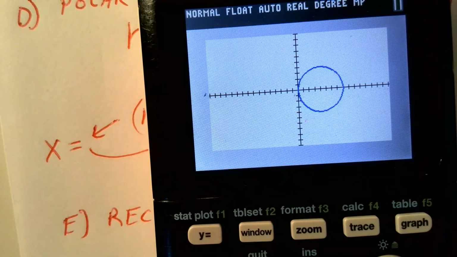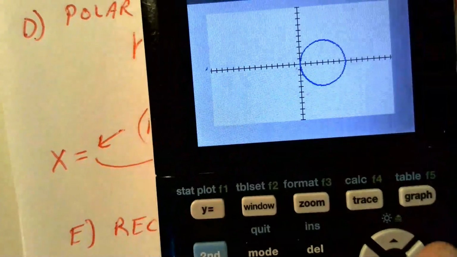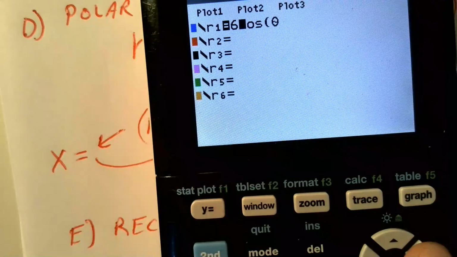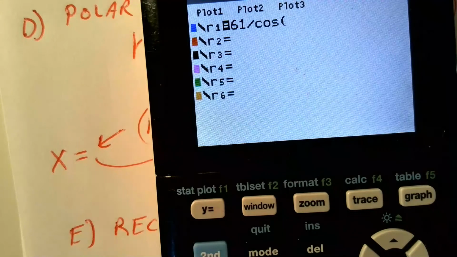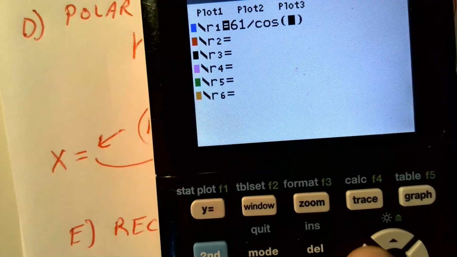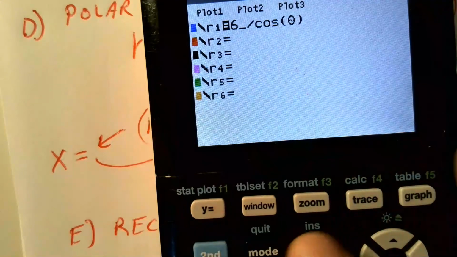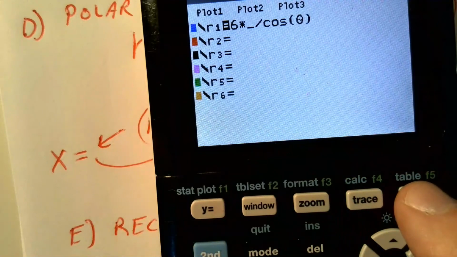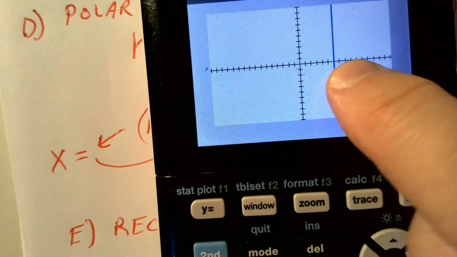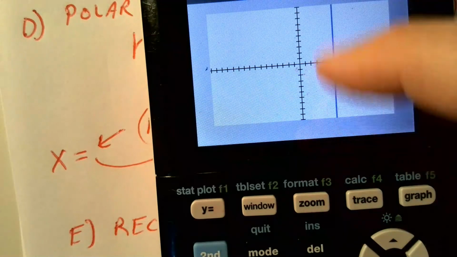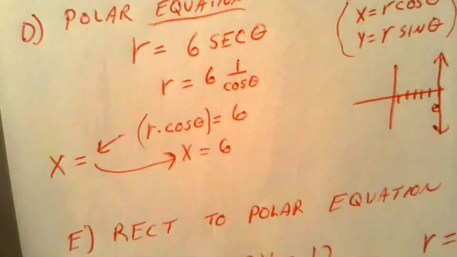Okay, so we said that we were going to do 6 secant theta, so we need this 6, and then secant, that's 1 over cosine, so 1 divided by cosine theta, and I'm going to hit second, insert multiplication, and there we go. Wait, what? That's a straight line up and down? Looks like, what is that? 1, 2, 3, 4, 5, 6. That's supposed to be x equals 6. That's just weird. So let's see if that matches up here.